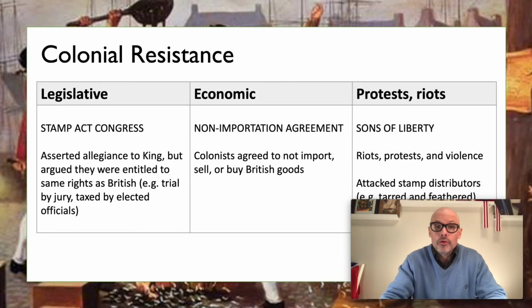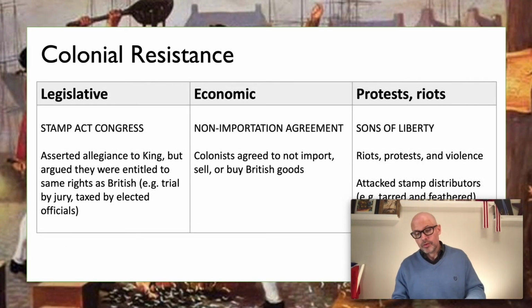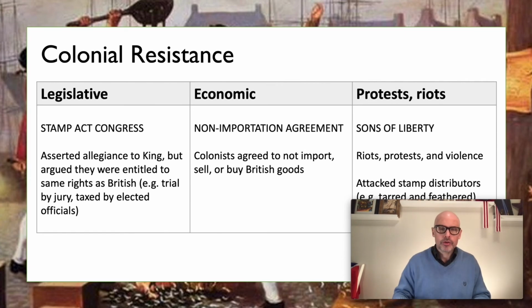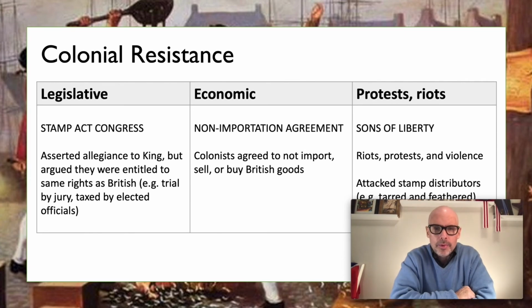So they're going to have to resist, right? So there's going to be some resistance to the Stamp Act. And there are different ways to resist, back then and today. But here are three general categories of the resistance after the Stamp Act. And it's going to continue a little bit later as well.